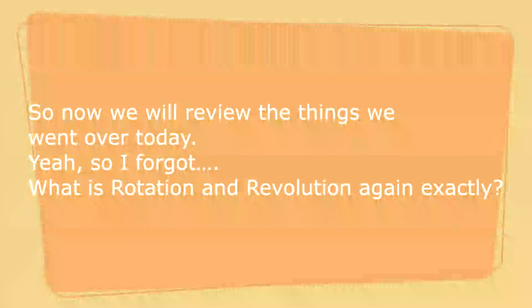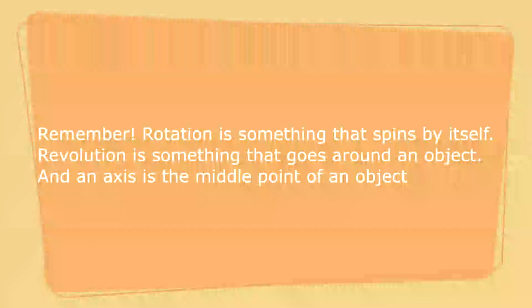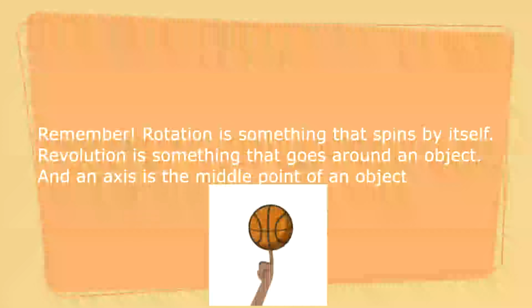So now we will review the things that we went over today. Yeah, so I forgot. What is rotation and revolution again exactly? Remember, rotation is something that spins by itself. Revolution is something that goes around an object, and an axis is the middle point of an object.